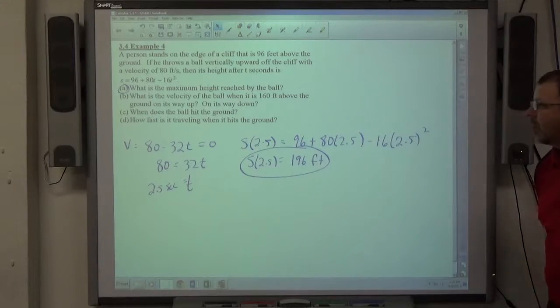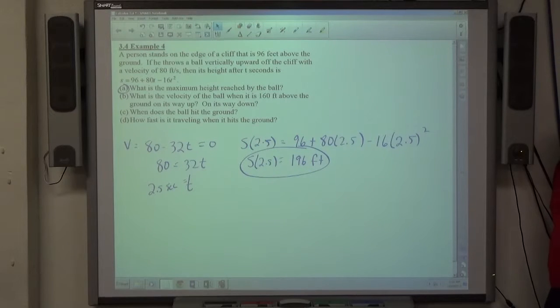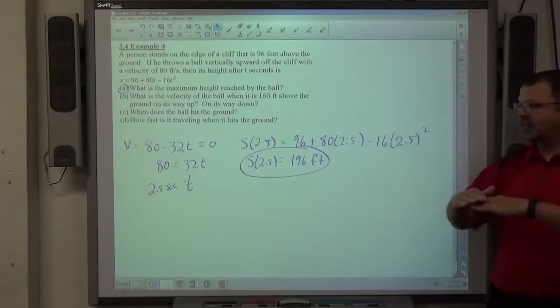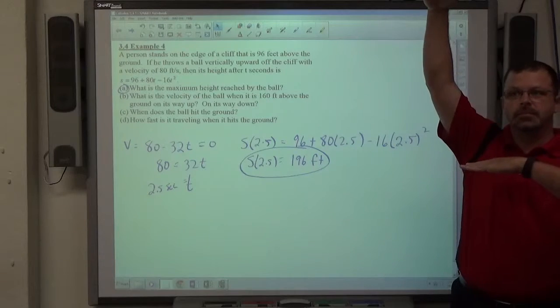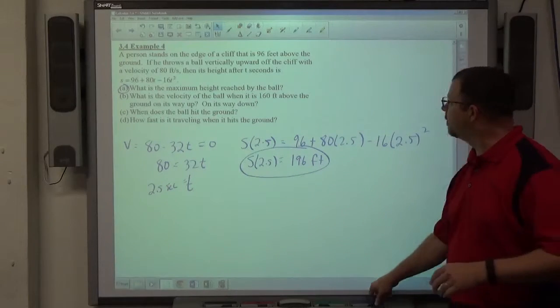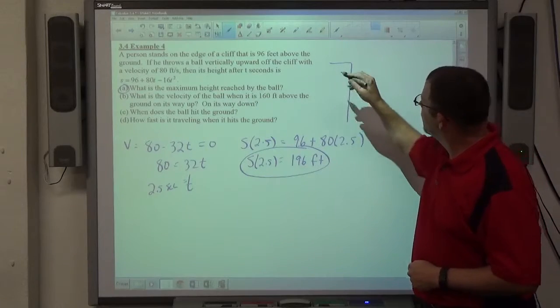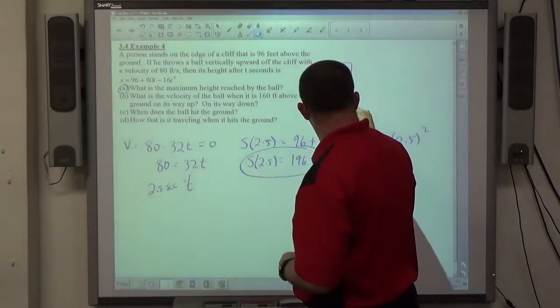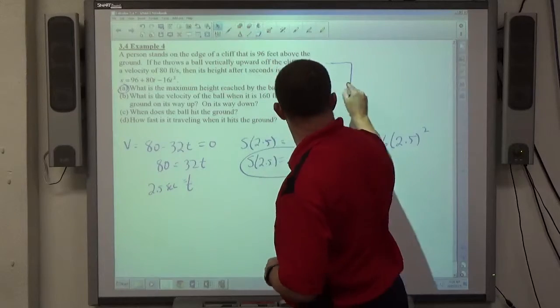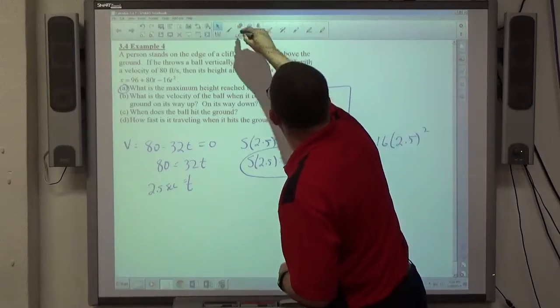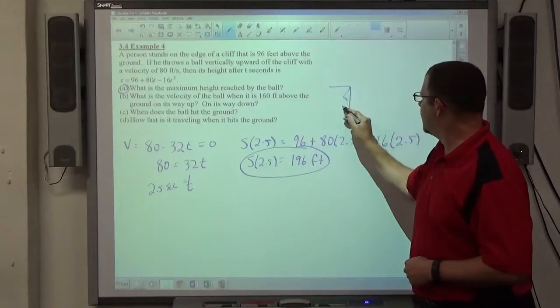All right. Remember the ball started off at a height of 96 feet, right? So it actually traveled 100 more feet up. Okay, because again we have a cliff. Let me draw a little cliff here. There's our cliff. I'll make my cliff shorter. So this is 96 feet here.